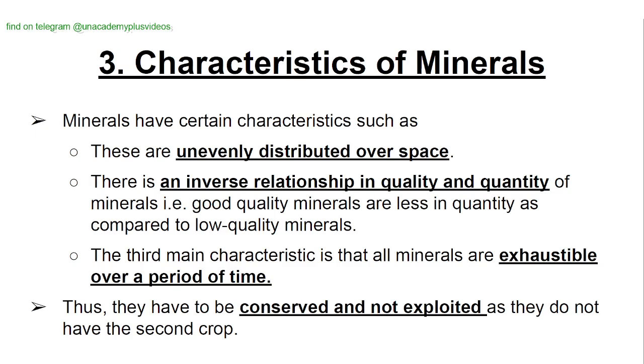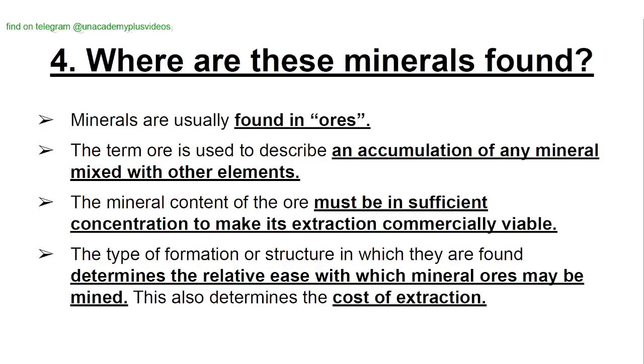Characteristics of minerals. Minerals are unevenly distributed over space. There is an inverse relationship between quality and quantity of minerals, that is, good quality minerals are less in quantity as compared to low quality minerals. The third main characteristic is that all minerals are exhaustible over a period of time. Thus, they have to be conserved and not exploited, as they do not have a second crop.